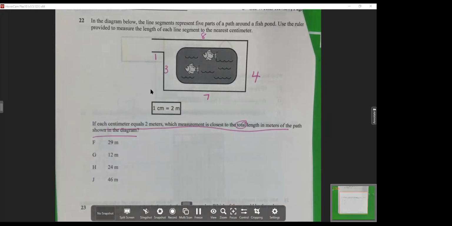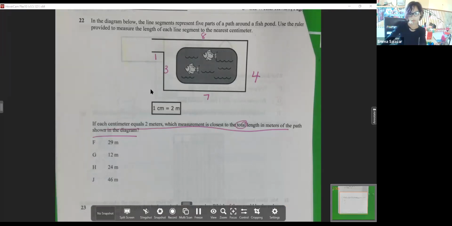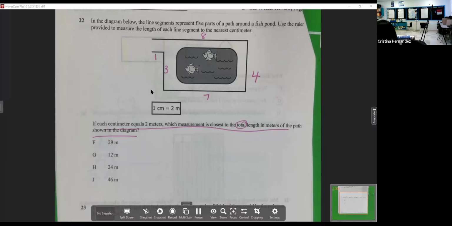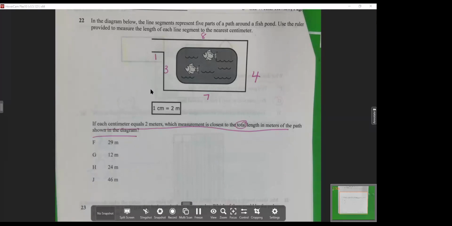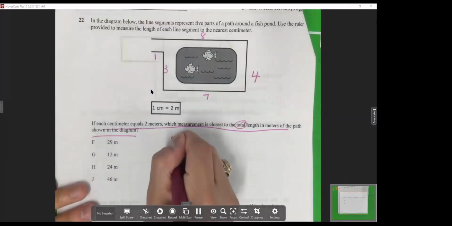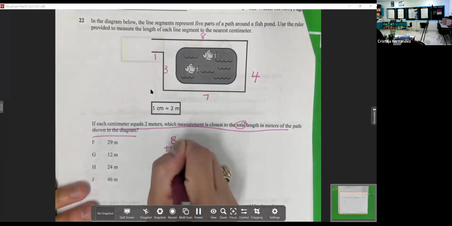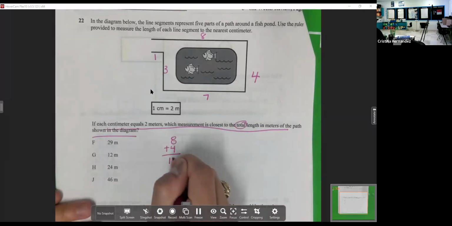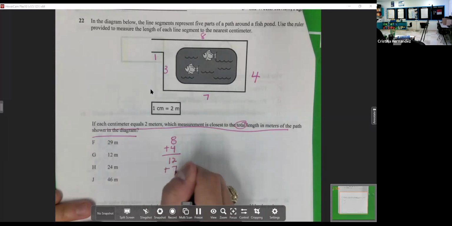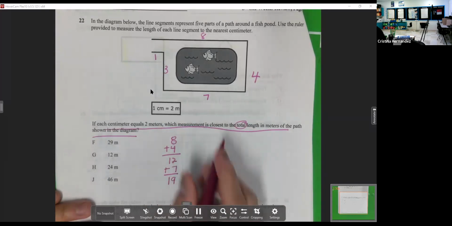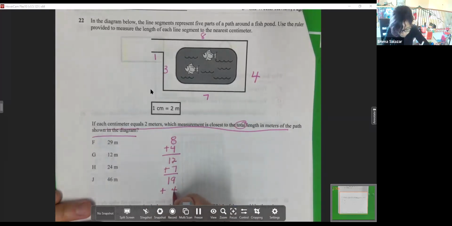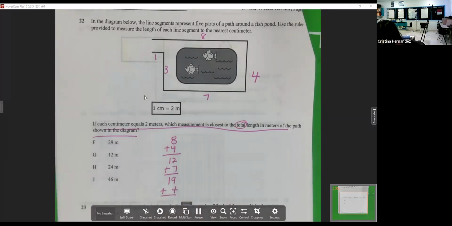So Emma says multiply them times 2. Or add them. Let's add them first. Make it a little bit easier. 8 plus 7 is 15, plus 4 equals 19, plus 3 is 22, plus 1 equals 23, I believe. Let me make sure I'm doing this right. 23.